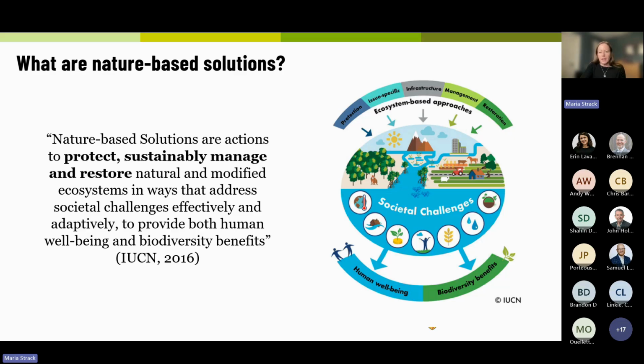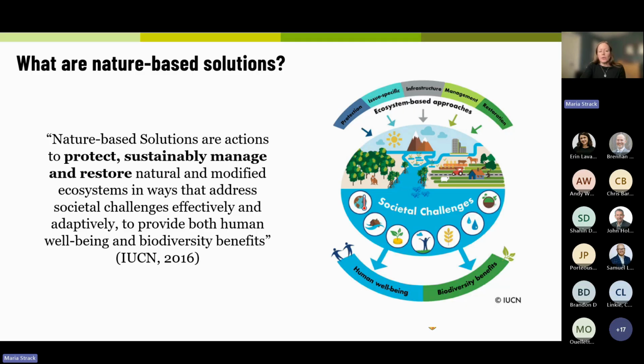So that's a really key aspect that we're thinking about, addressing societal challenges, but that it also should be inherently good for nature itself and the other organisms that use that space. And these can be addressing a whole range of challenges as shown in the image here, but our focus today is going to be on what's sometimes called nature-based climate solutions or natural climate solutions.